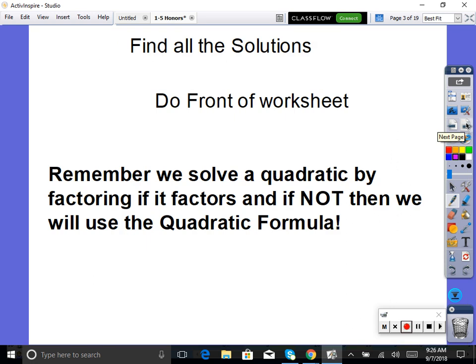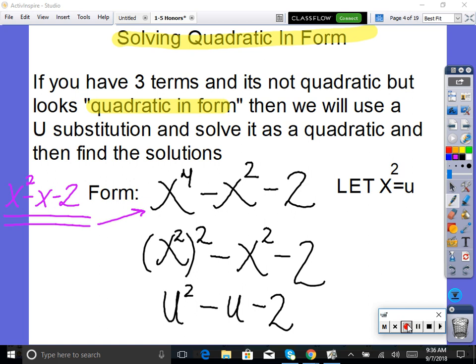So now I'm going to give you about 10-ish minutes to work on the front. So you're solving by factoring. So you're going to look, is there a greatest common factor? If not, is it factoring by grouping? If not, is it a quadratic? Check every time. The degree should match up with the number of solutions. And go.